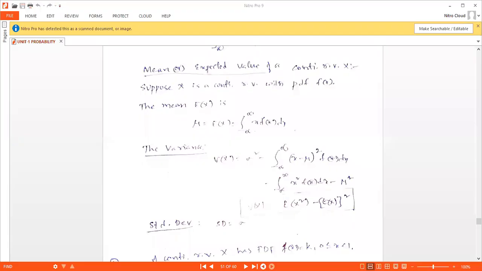Good morning, students. Yesterday we discussed the mean and variance of a discrete random variable. Next we have mean and variance for a continuous random variable.